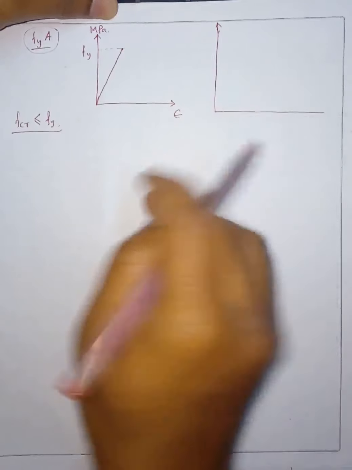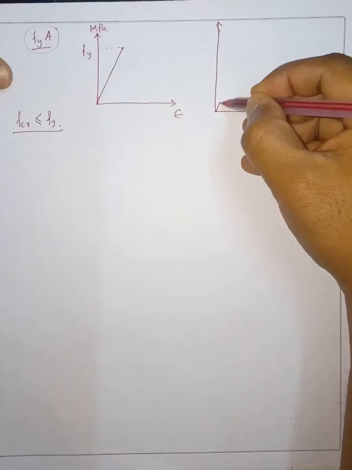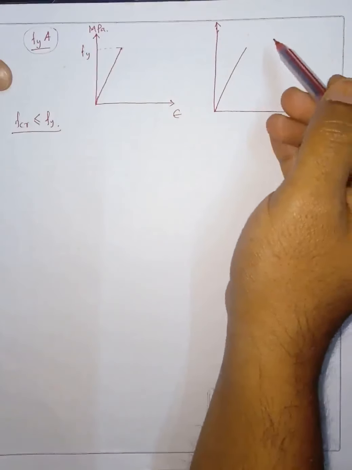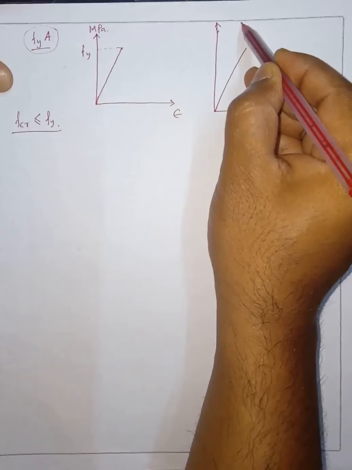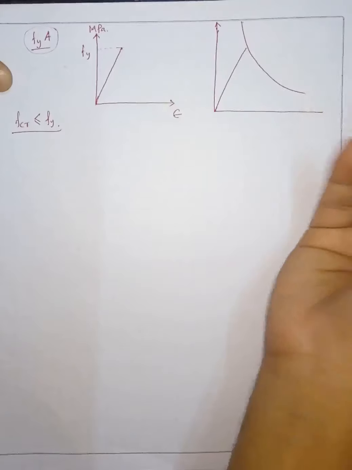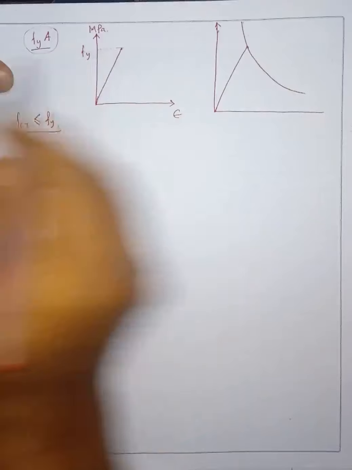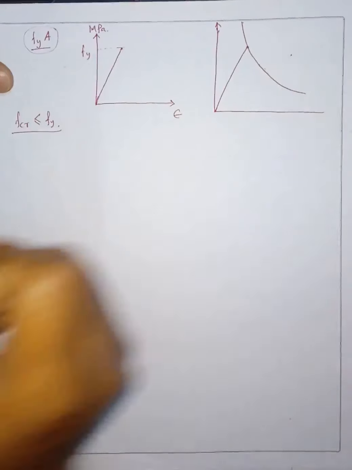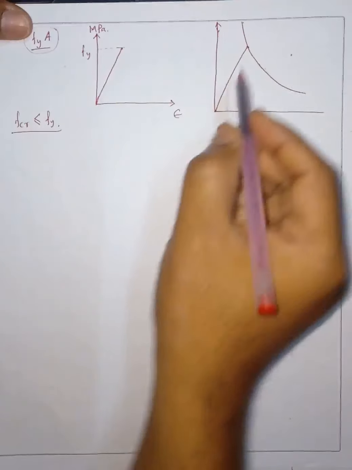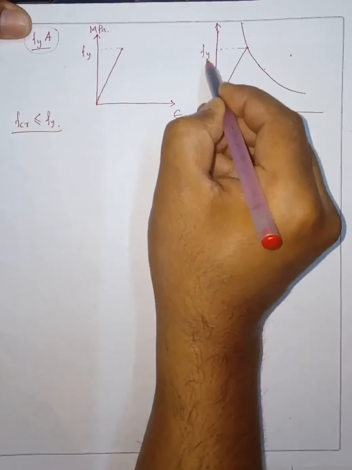So the curve is this, and that curve on the last page was like this. Both the curves will intersect at some point. So this is the elastic buckling curve, and this is the crushing curve, when the material fails by crushing. And this stress is equal to this Fy.